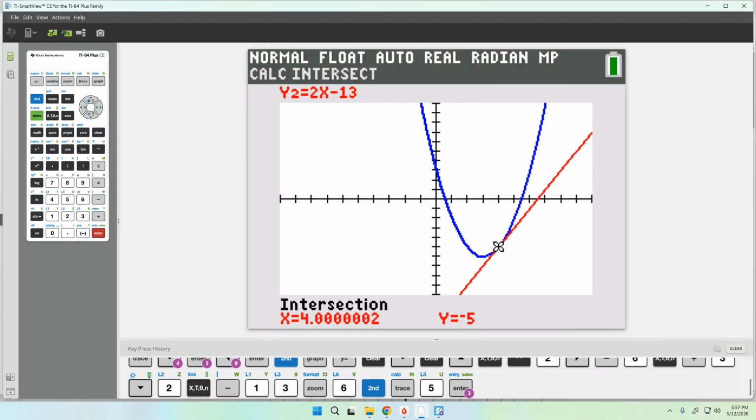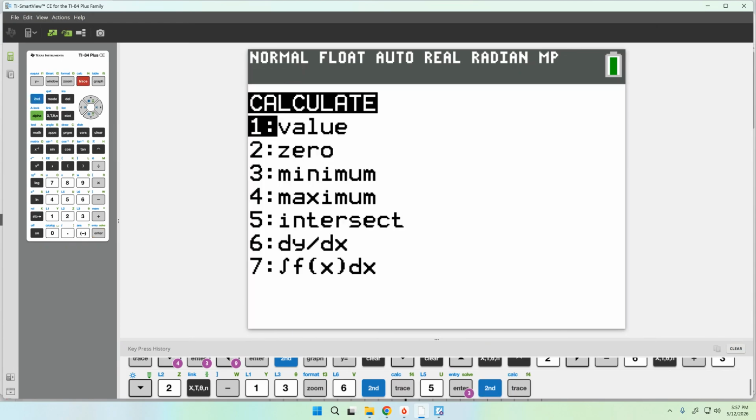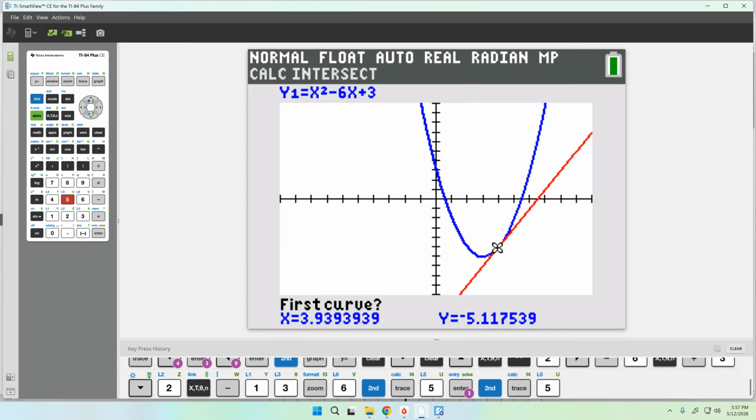To check and see if there's a second point of intersection, I'm going to go back and do the point of intersection again, but put my guess further away to see if there's a point of intersection further to the right. And there's not. It's still 4, -5. And we only did this because it's a little hard to see. Okay? So we know now there's only one point of intersection.